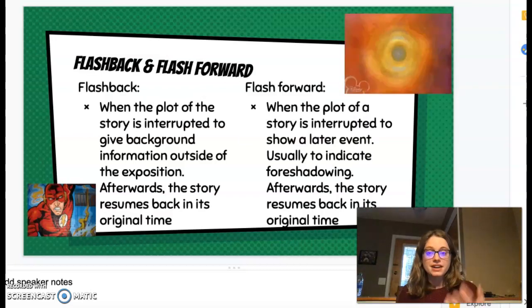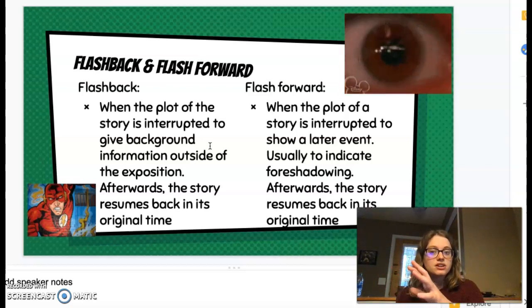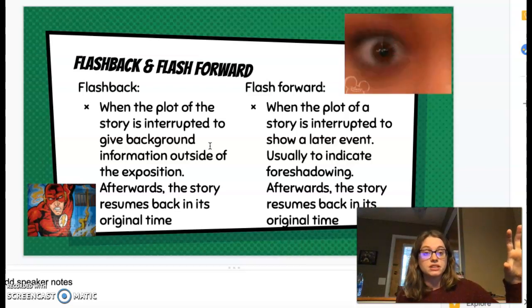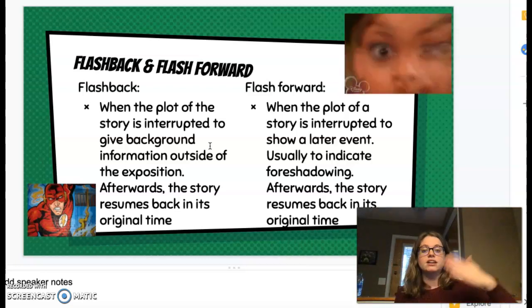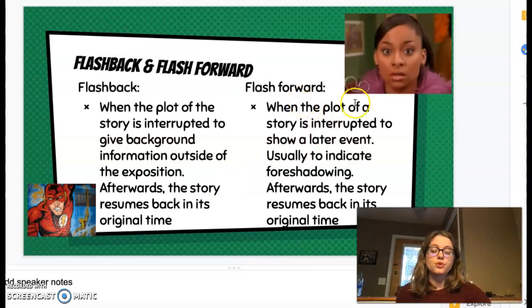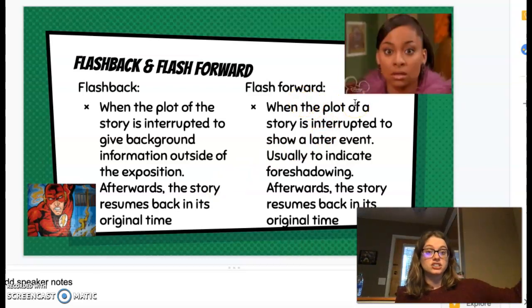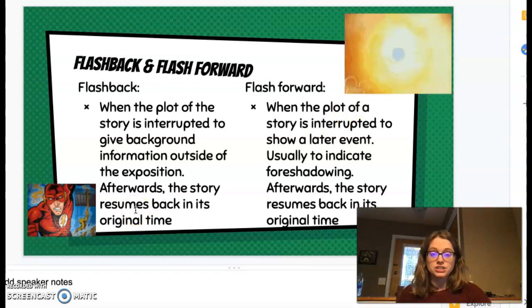Okay, flashback and flash forward. Flashback is when the plot of a story is interrupted to give background information outside of the exposition. So the exposition establishes any background information that's necessary, but let's say we're in the middle of the rising action and we need to know something else. The author might stop the plot where it is, give us a flashback, and then keep going. Afterwards, the story resumes in its original time. That's the difference. Meanwhile, a flash forward, same thing, it's flashed into the future instead of to the past. Go ahead and pause this video so that you can take down the definitions of flashback and flash forward.